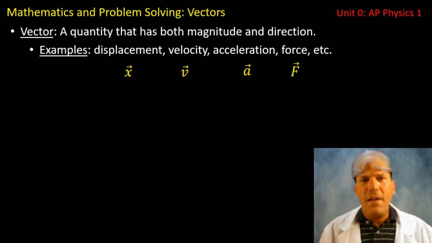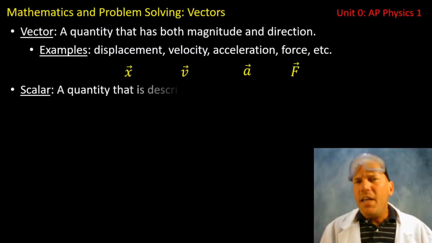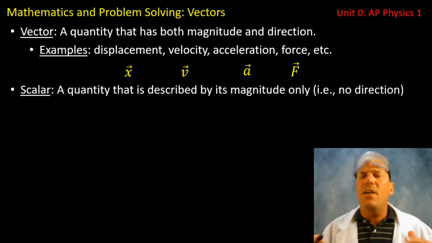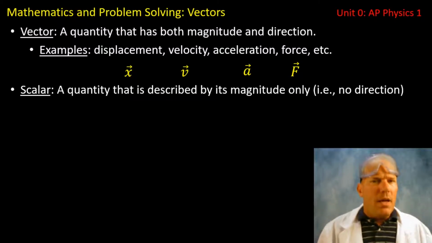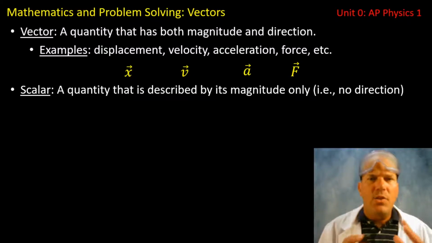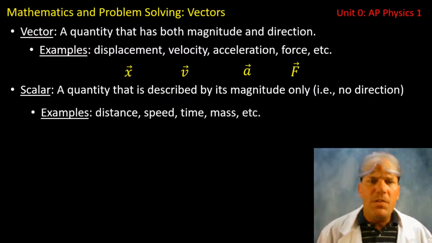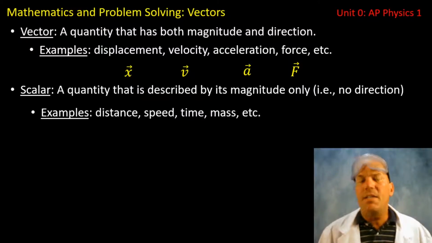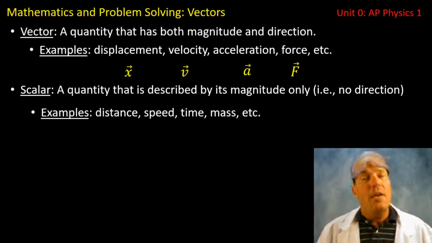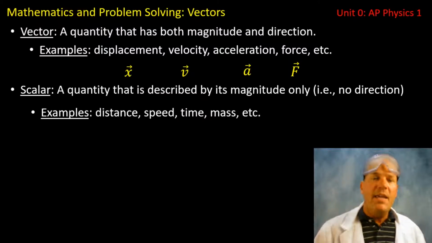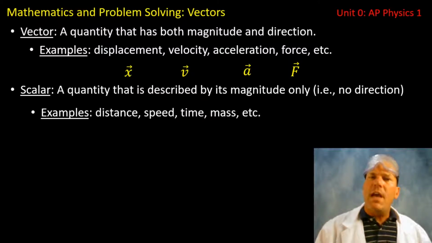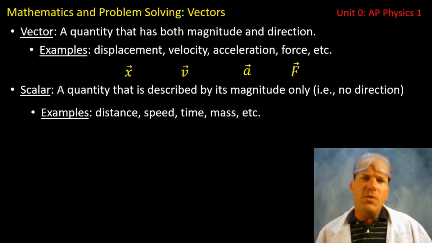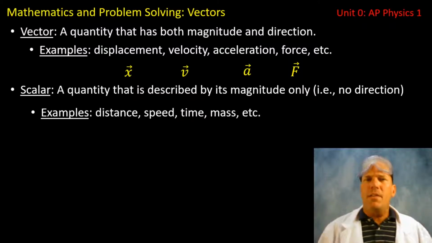Now let's compare vectors to scalars. Scalars are quantities that are described only by magnitude. For example, they do not have any direction, only magnitude. So some examples are distance, speed, time, and mass, among many others. So when we say distance, we do not have reference to the actual direction. When we use speed, we're not giving the direction.